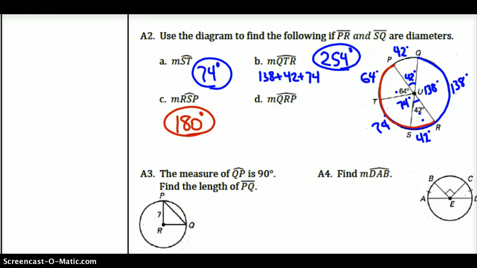And then QRP means I have to go this way. It's going to be the whole circle minus that 42. So I'm going to go 360 minus 42, which gives me 318 degrees.